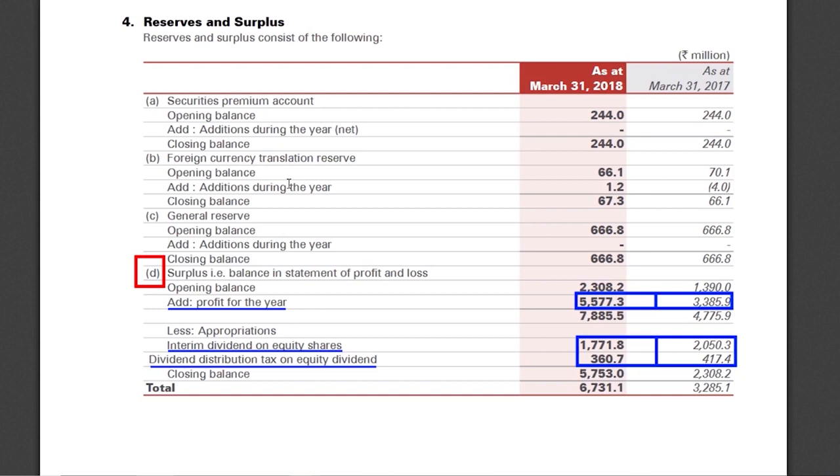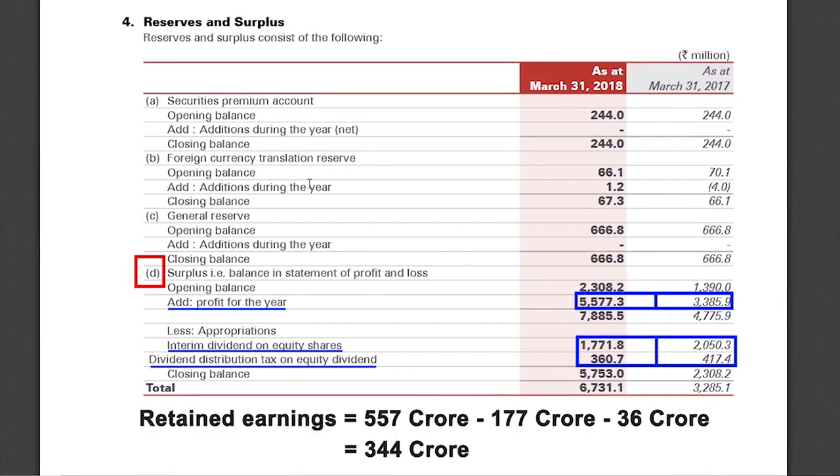As you can see below, in the financial year 2018, the company has paid interim dividend of rupees 177 crore. On that, the company has paid dividend distribution tax of rupees 36 crores. Once you subtract both these figures from net profit, you will get the retained earnings of the company. In this period, the company has not bought back any shares. This is why you don't need to subtract that amount.